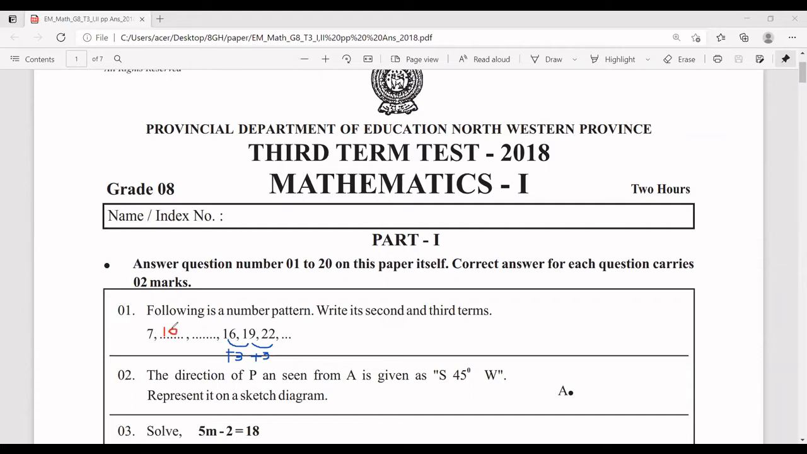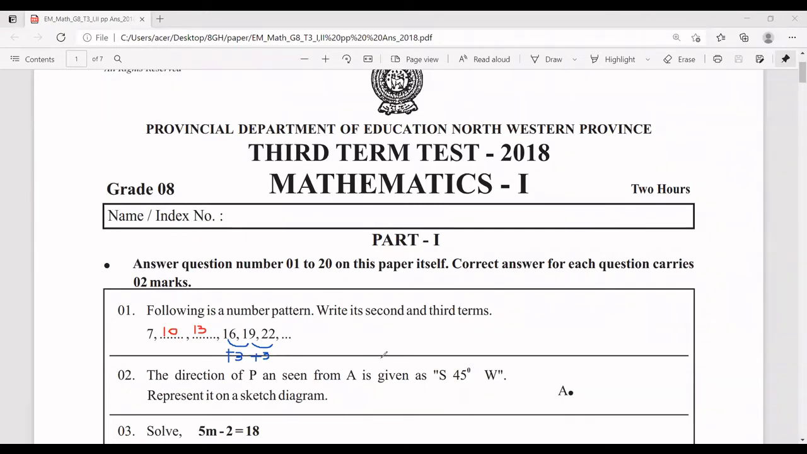Then if you have written 10 in the term test, you will get 1 mark for that answer. Okay. Plus 3, here we are adding, 13. Then if you have written 13, you will get another mark. That way you will get 2 marks for that question.